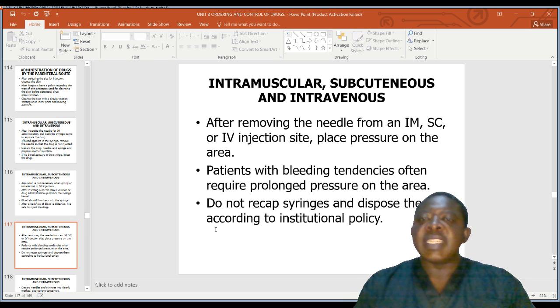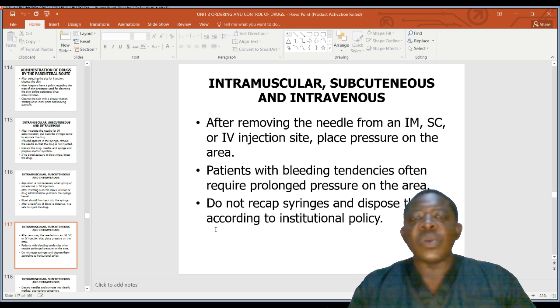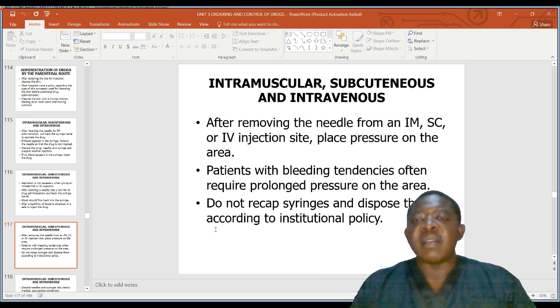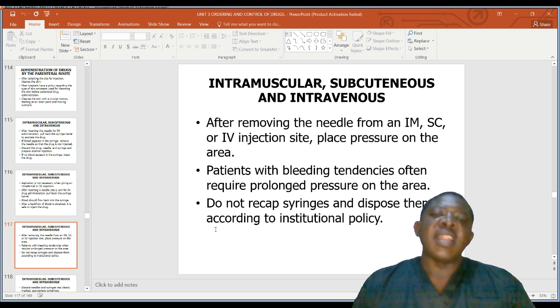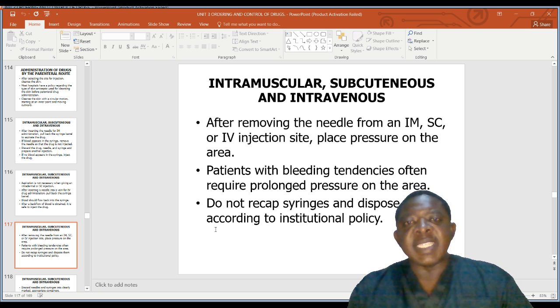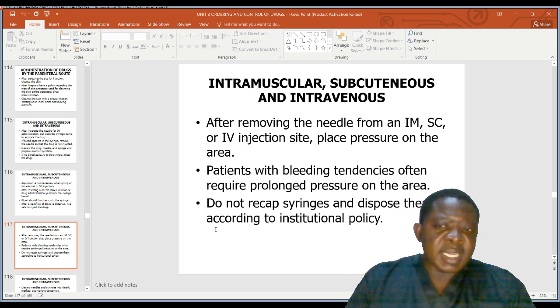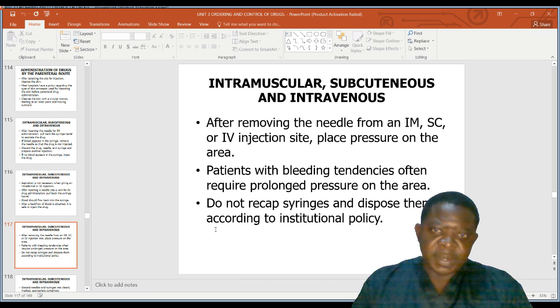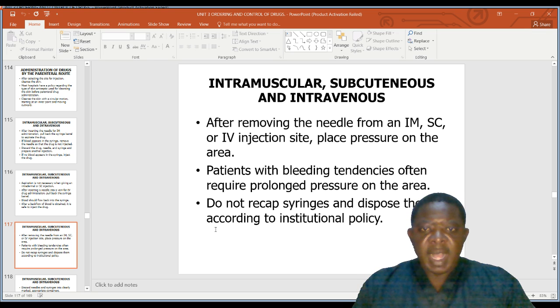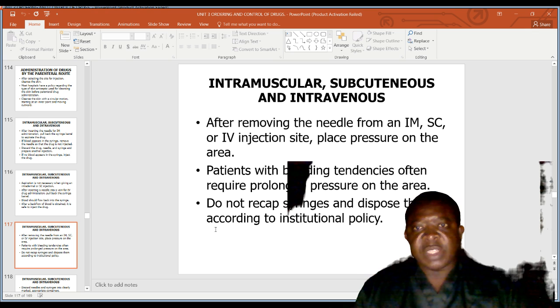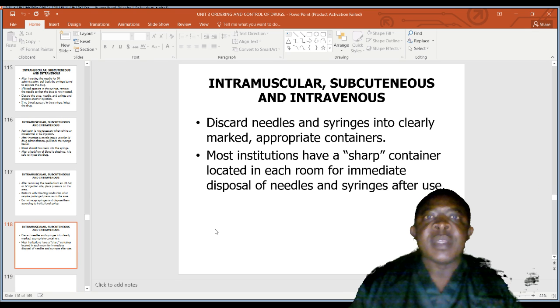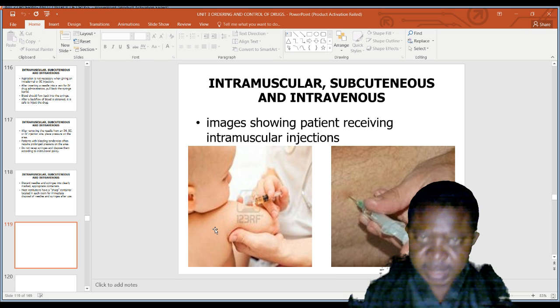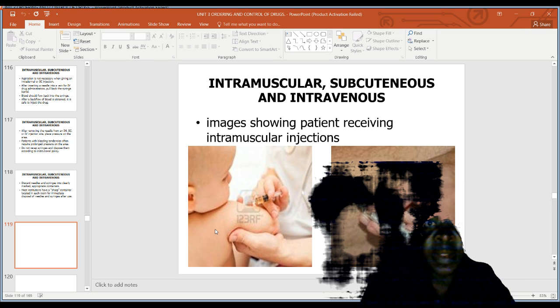After removing the needle from an intramuscular, subcutaneous or intravenous injection site, you can place pressure on the area as there can be bleeding afterwards. Patients with bleeding tendencies often require prolonged pressure on the area. Do not recap syringes and dispose of them according to the institutional policy. Okay, we can discard needles. Okay, so now after removing the needle from an intramuscular or whatever site, you apply pressure and do not recap the syringes.